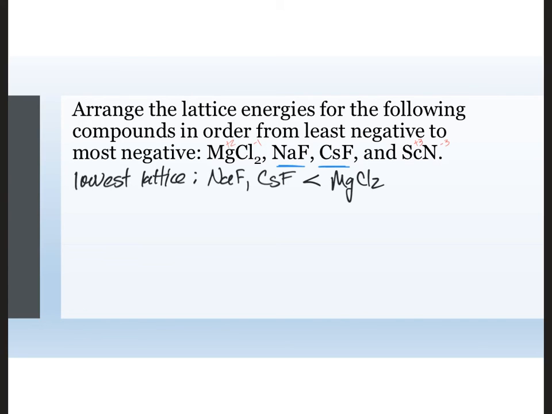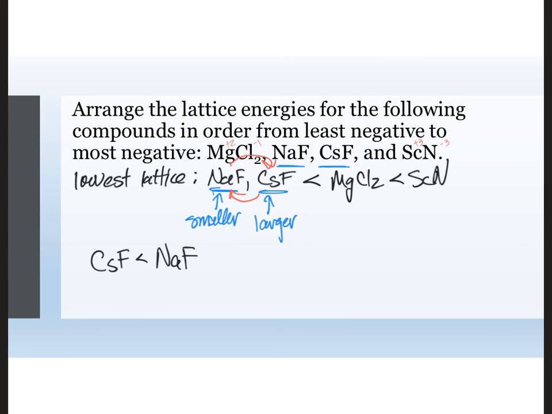Now, use ionic size to determine whether sodium fluoride or cesium fluoride has a smaller, less negative lattice energy. Cesium plus is larger than sodium plus, so sodium fluoride has a larger negative lattice energy than cesium fluoride. Finally, place all 4 compounds in the correct order of increasingly negative lattice energy. Cesium fluoride is less than sodium fluoride, is less than magnesium chloride, is less than scandium nitride.